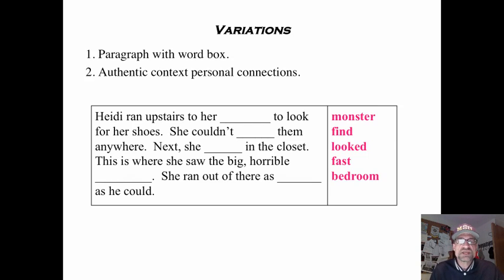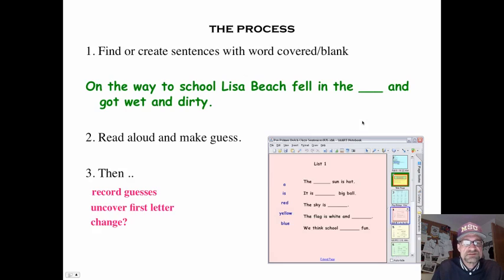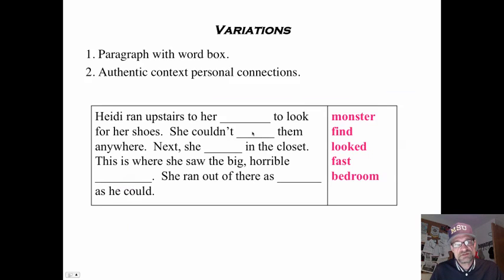This is a great sponge activity when you have 2 or 3 minutes of time you need to soak up before lunch or phys ed. You can have riddles and guessing games. This is called cloze. There's a variety of variations on this. You can have a paragraph with a word box, and again, try to find authentic context so students are able to make personal connections with this whenever possible.